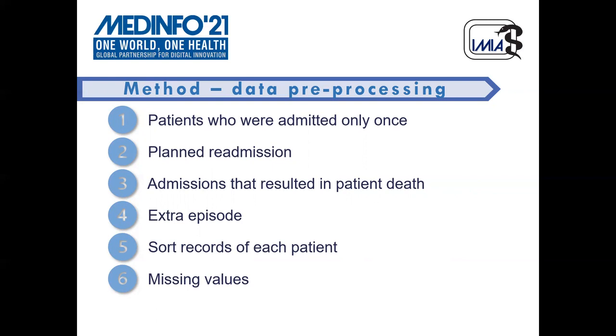And next, the records of each patient were sorted according to the admission date and time. And last, the variables with more than 30% missing values, or the variables with the same value in all records were removed, because the missing observations of medical data are usually difficult to estimate.